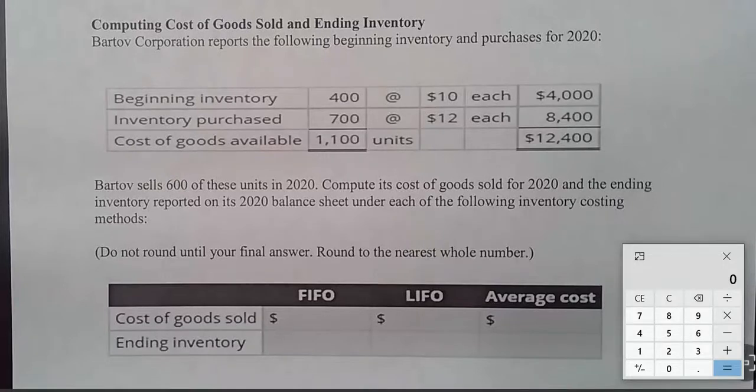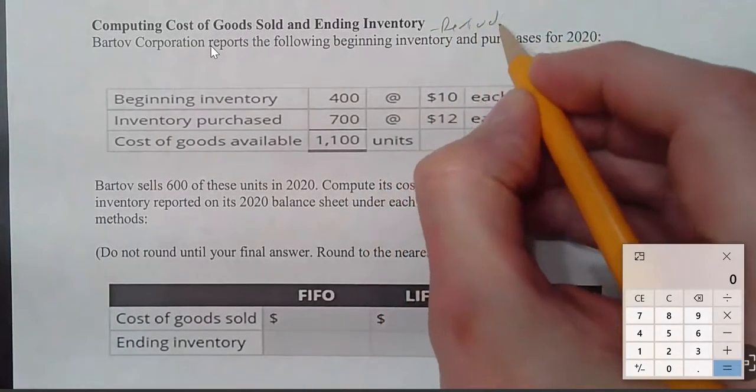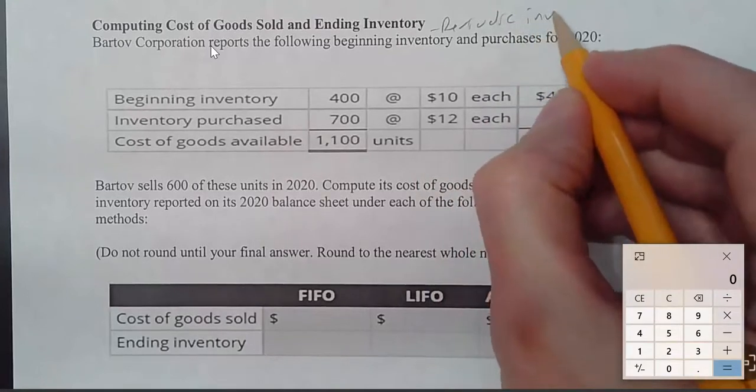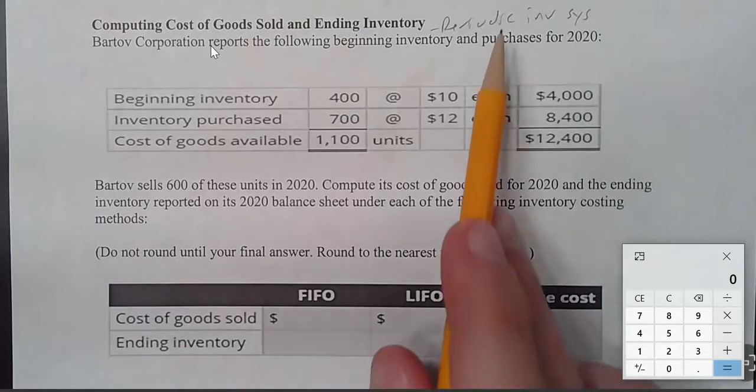All right, let's just for good measure take a look at another exercise dealing with the computation of cost of goods sold and ending inventory, and we are going to be doing that on the basis of FIFO, LIFO, and average cost method. And this is also going to be done from the perspective of a periodic inventory system, which will make things a little bit faster. I promise that does say periodic.